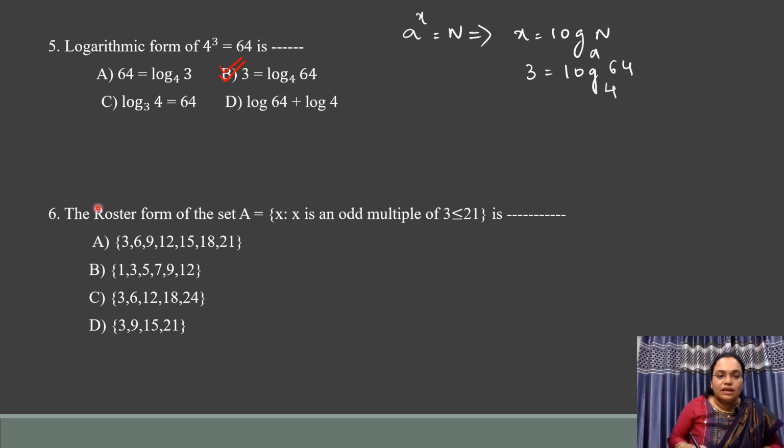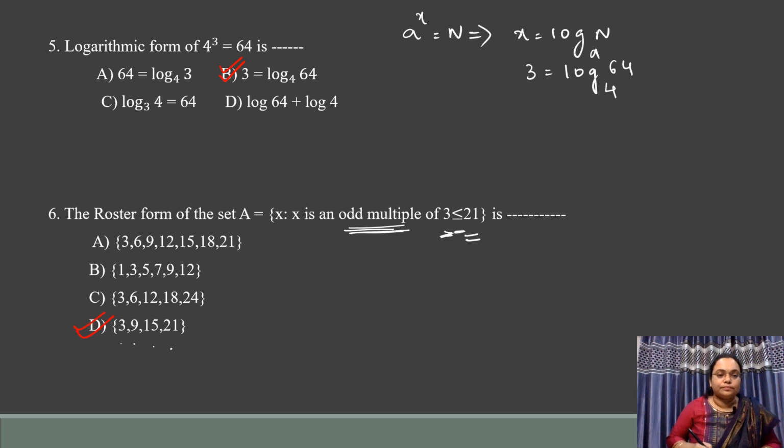The next one is, they have given the set builder form. We need to convert into the roster form. x such that x is an odd multiple of 3 and it should be less than or equal to 21. What is an odd number? It should not be divisible by 2, right? It should be an odd multiple of 3. So, which is 3, 9, 15 and 21 because it is less than or equal to 21, which is D bit.